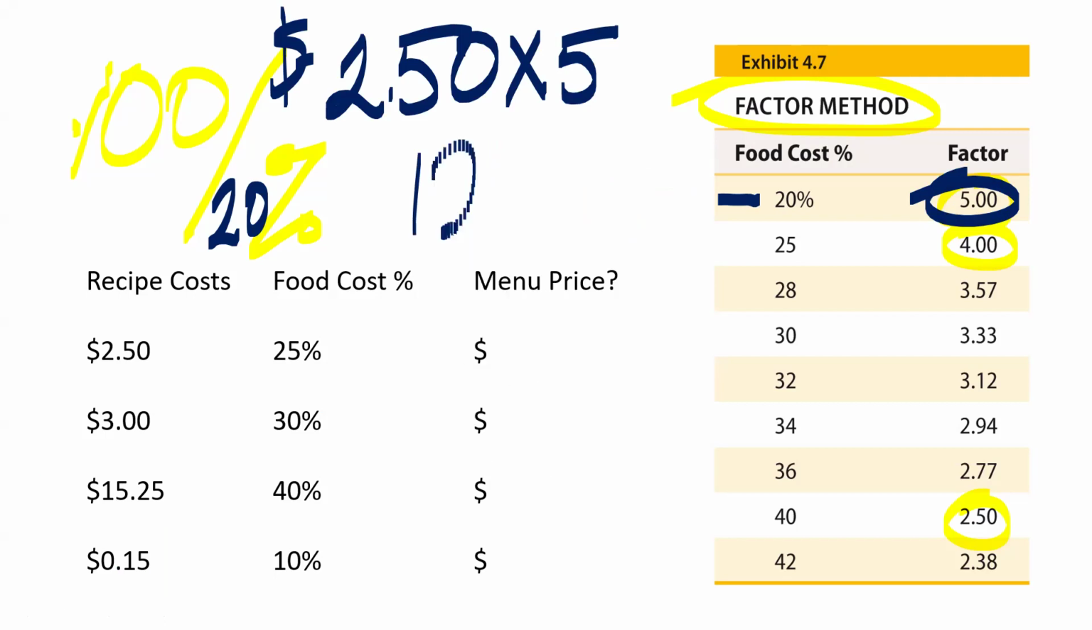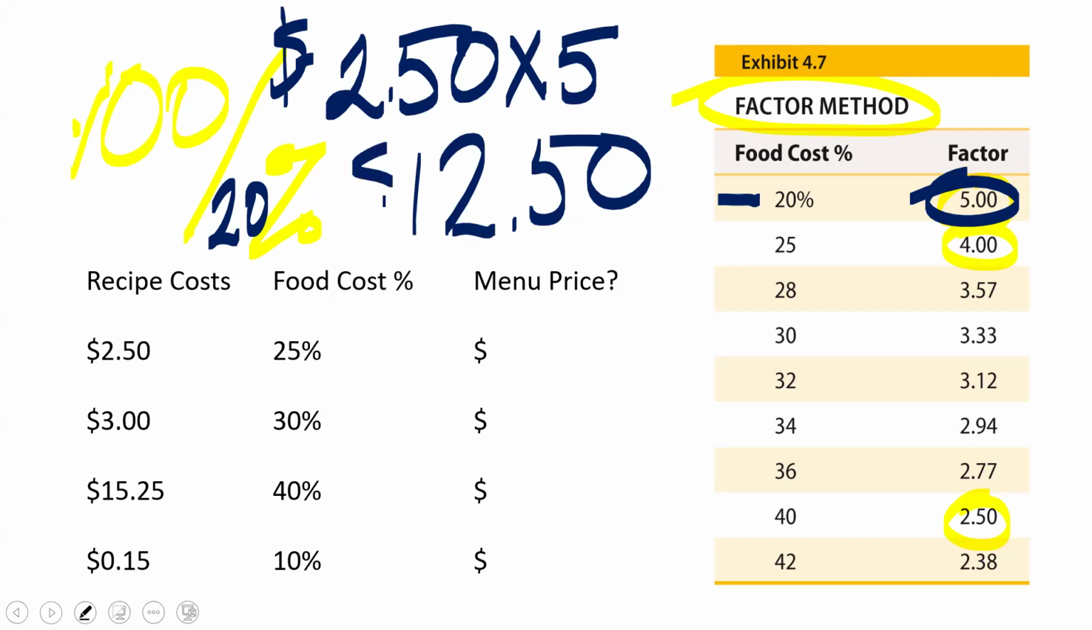There we go, $12.50. So this tells me if it costs me $2.50 and I want to aim for a 20% food cost, just multiply by 5 and that should sell it for $12.50. If we were to do the triangle, it would do the same thing, right?